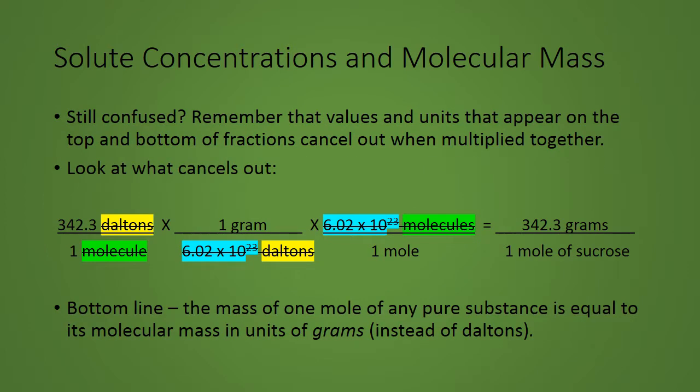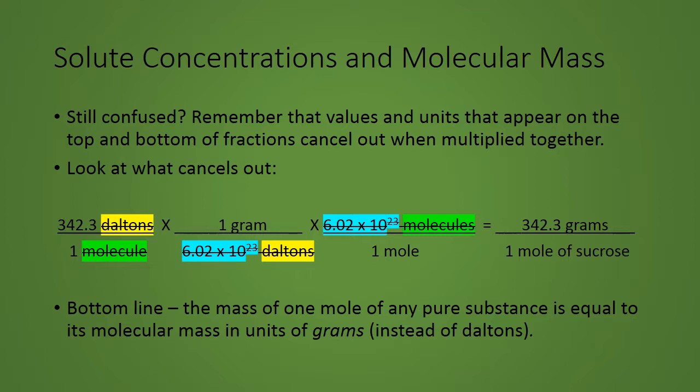If you are still confused by that series of conversions and how it works, please look at this highlighted, color-coded, step-by-step walkthrough. You need to remember that when doing algebra, conversions of this type, both the arithmetic values and the units that appear in the numerator or the denominator of these fractions can cancel out when multiplied together or divided. So look at what cancels out.